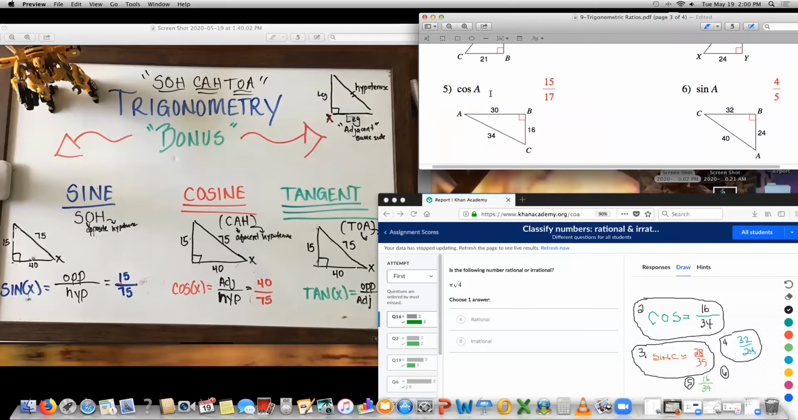15 over 17. The cosine of A. Somebody messed up. Oh, Nancy, we were supposed to put 30 over 34, not 16. Remember, the cosine is adjacent of A, so it should have been 30 over 34, not 16. You see where you messed up? Yes. All right, because it's adjacent, same side as A. When you simplified that, it made it 15 over 17. And then the last one, you were correct, 4 over 5, because the sine of A was just the opposite, 32 over 40. When you divide both of those by 8, it gives you 4 over 5.